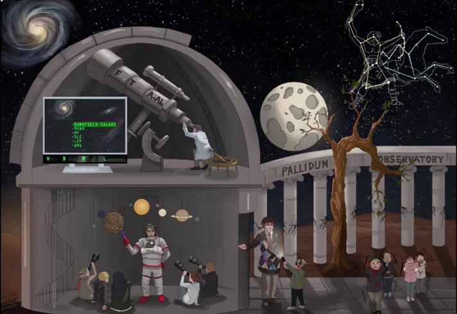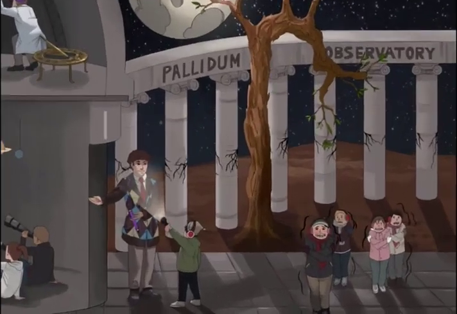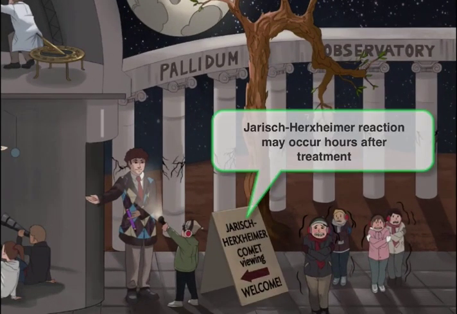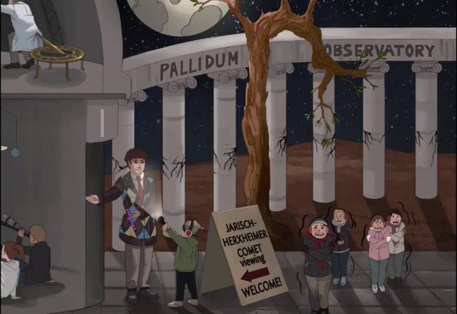The last thing we'll mention is something you may see in a patient with syphilis that's being treated with penicillin. We'll sketch in this sign for the Jarisch-Herxheimer comet viewing. And this is because the reaction is called the Jarisch-Herxheimer reaction, and it's essentially the dying spirochetes releasing a bunch of LPS that cause an increase in cytokines. And this leads to symptoms of fever, chills, and headache, which begins within hours of treatment. And it used to be a good indicator that the treatment was working.